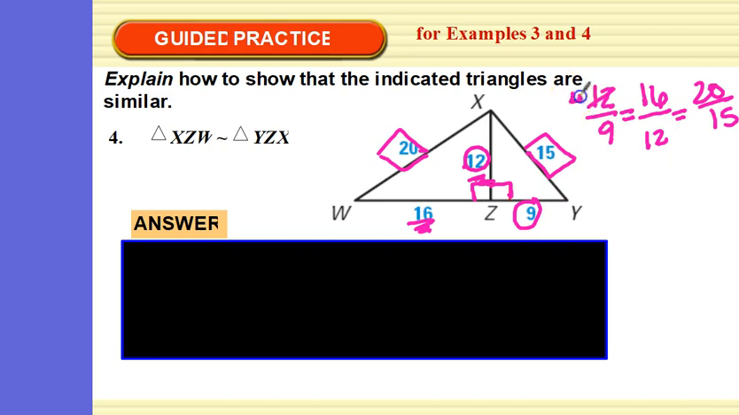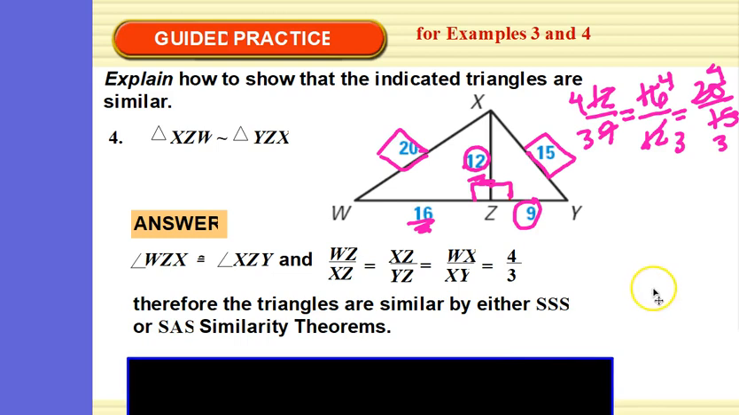All right, 3 goes in here 4 times, 3 goes in here 3 times, 4 goes in here 4 times, 4 goes in here 3 times, 5 goes in here 4 times, 5 goes in here 3 times, 4/3, 4/3, 4/3. They are proportional by a scale of 4/3, right? You can say side, side, side, or you can say side, angle, side. It's really just personal preference. Both of them do solve it.